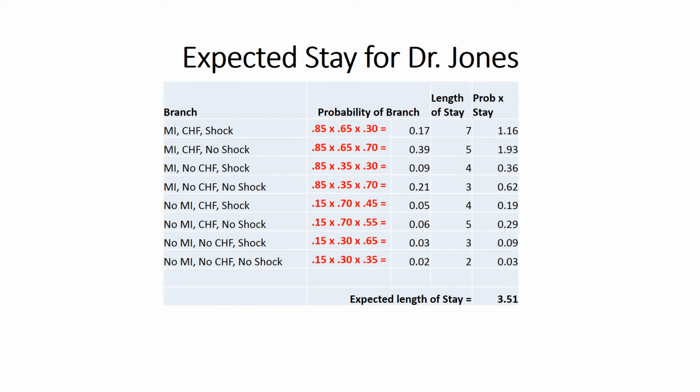Here it is the expected stay for Dr. Jones. Again, for each branch, we have the probabilities. We calculate the probabilities of the branch, and we multiply it by the length of stay for that branch. We do this for the second row. We keep doing this for all the branches, and we sum it up, and that gives us the expected length of stay for Dr. Jones.